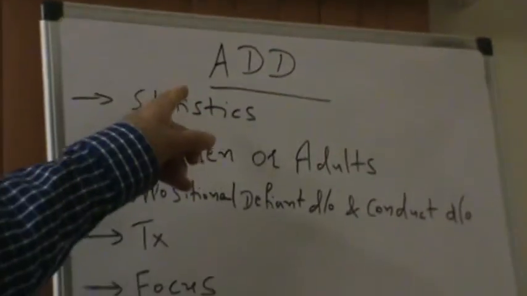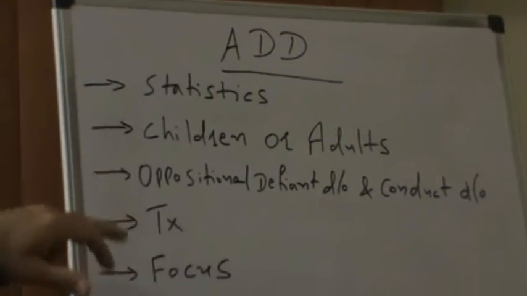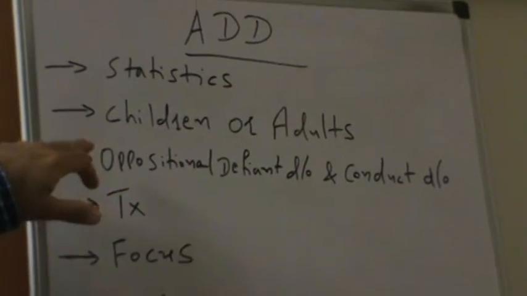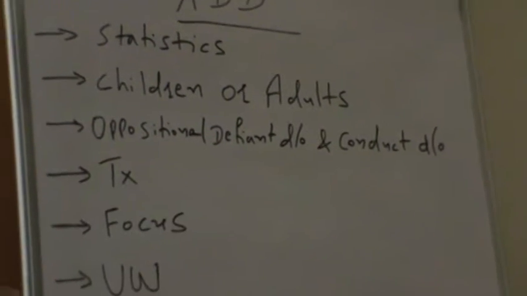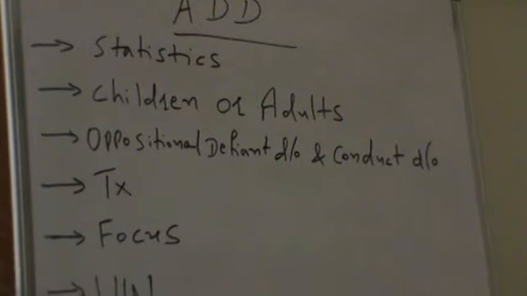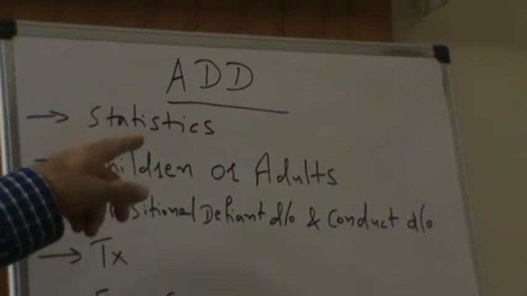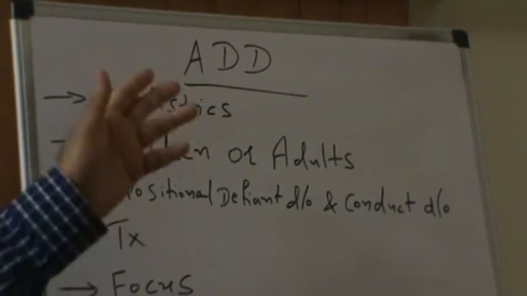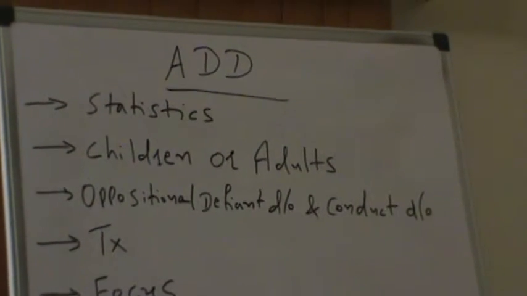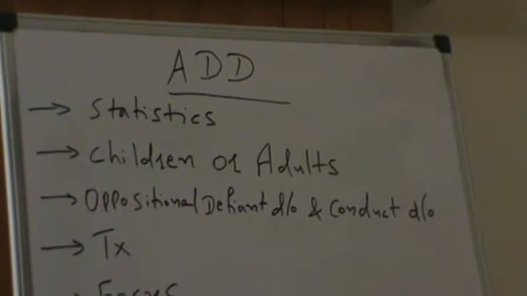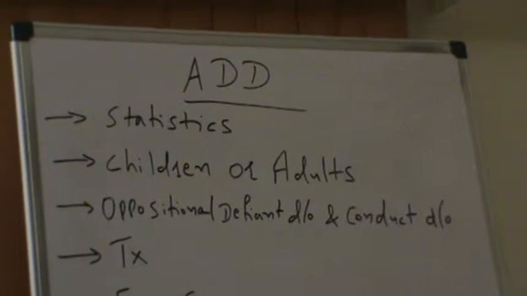Let's review attention deficit disorder. We'll get into some of the statistics, what to look for while underwriting children or adults, a couple of terms that we need to pay close attention to correlate, treatment, focus, and ultimate underwriting. So, attention deficit disorder is a disorder of attention, as we all know, but it can be with or without hyperactivity. And there is no definitive diagnostic test as we speak.